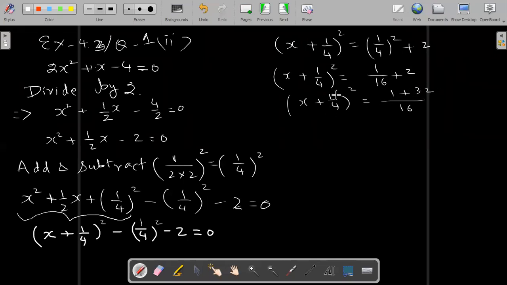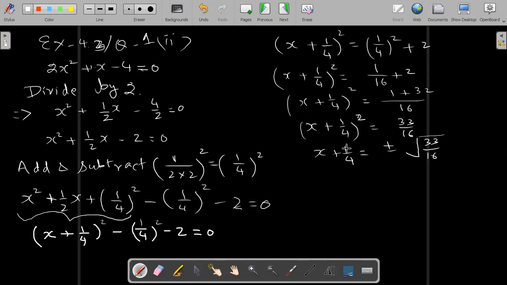It is not necessary that you will always get a perfect square. You can get a rational number also. So x plus 1 by 4 whole square will be equal to 33 by 16. Okay, now remove this square. So it will become square root on the right hand side, or you can say put square root on both sides. So plus minus under root 33 by 16.